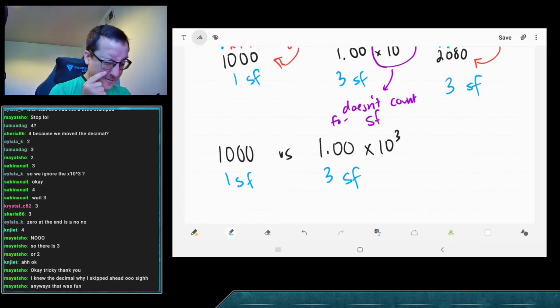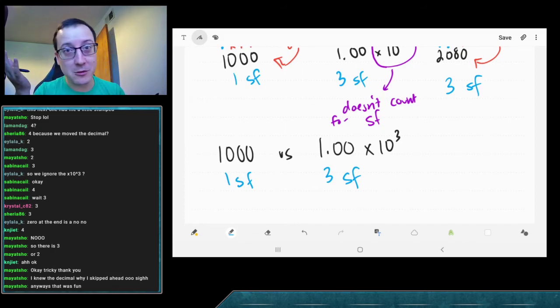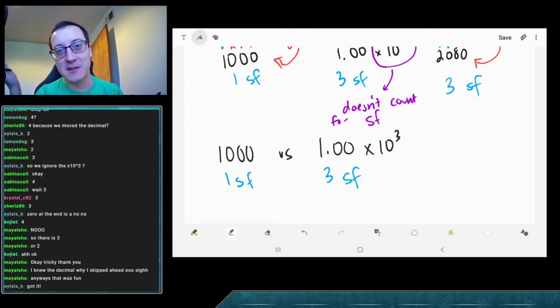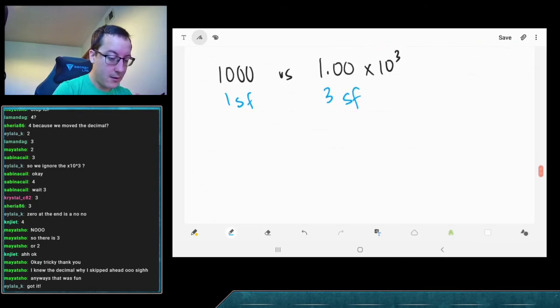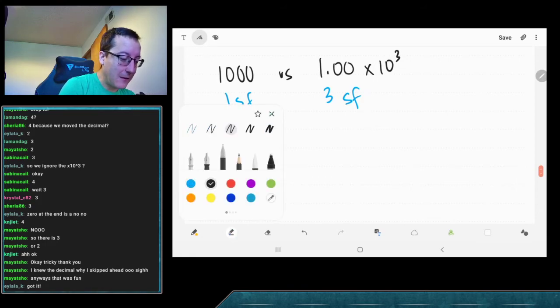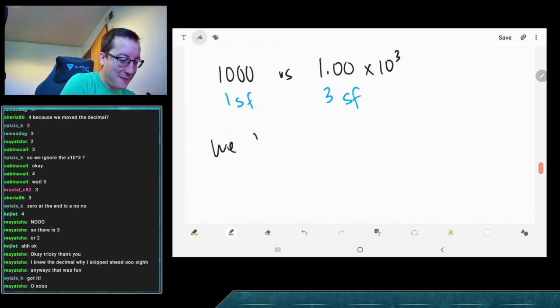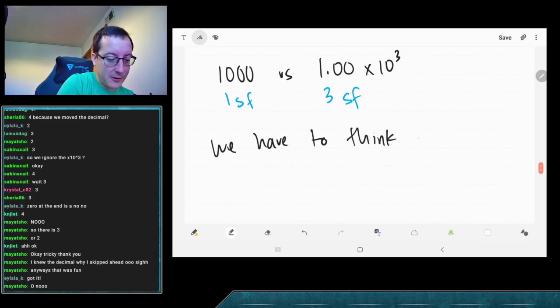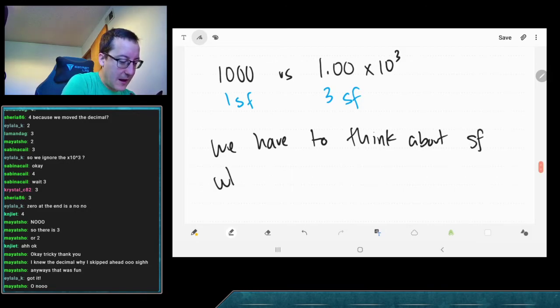Okay, so there's a point to all this. We're not just going to count sig figs randomly, right? We're going to see that there is a purpose to the madness here. We have to think about sig figs whenever we do math.